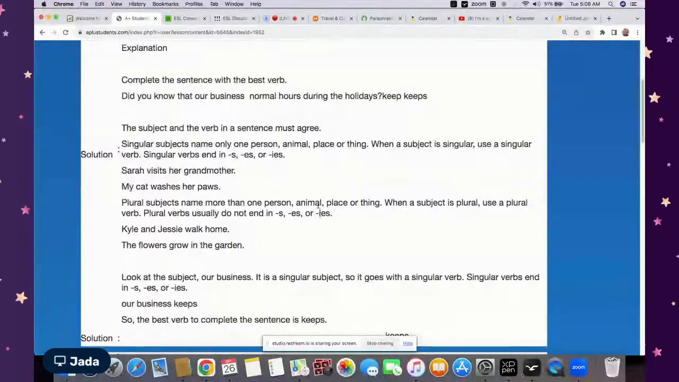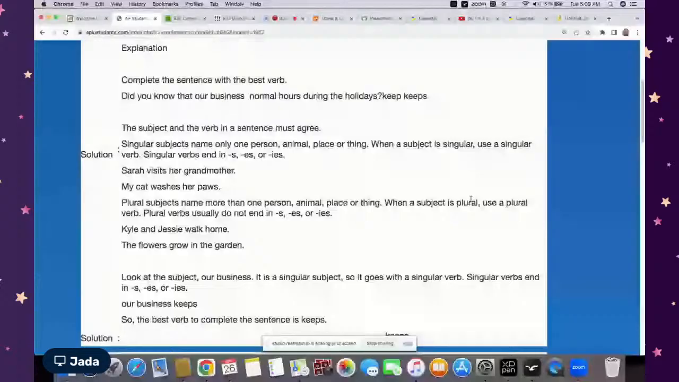Plural subjects name more than one person, animal, place, or thing. When a subject is plural, use a plural verb. Plural verbs usually do not end in s, es, or ies. Okay? So yeah, that's it. Note that when a subject is plural, use a plural verb like I have said, and the plural verbs do not have an s or es or ies.